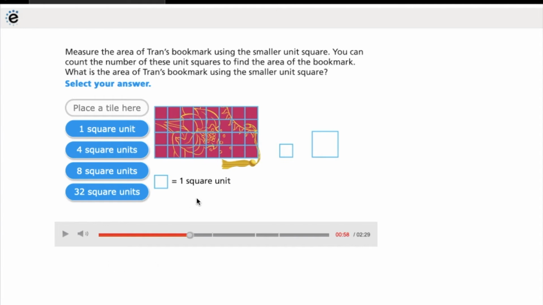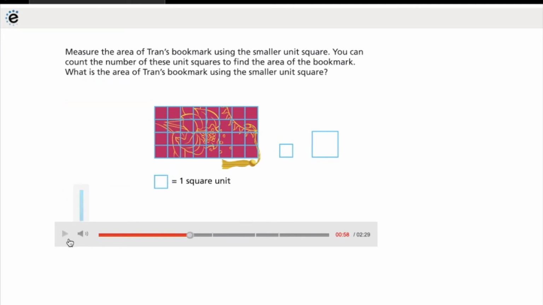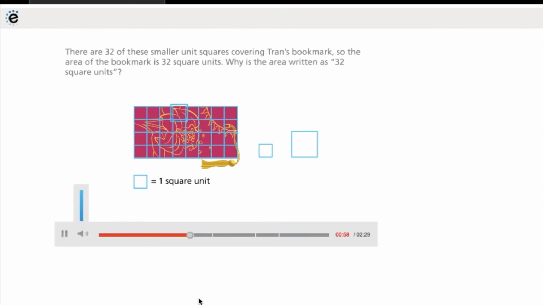Oh my gosh. Okay, so you just need to count how many small squares there are. So I'm going to do 1, 2, 3, 4. There's 4 going down. 1, 2, 3, 4, 5, 6, 7, 8. So I kind of made this an array, and I did 4 times 8. That's going to give you 32. Yay! There are 32 of these smaller unit squares covering Tran's bookmark. So the area of the bookmark is 32 square units.